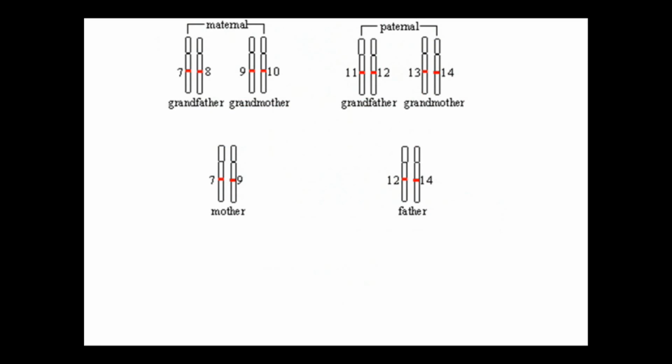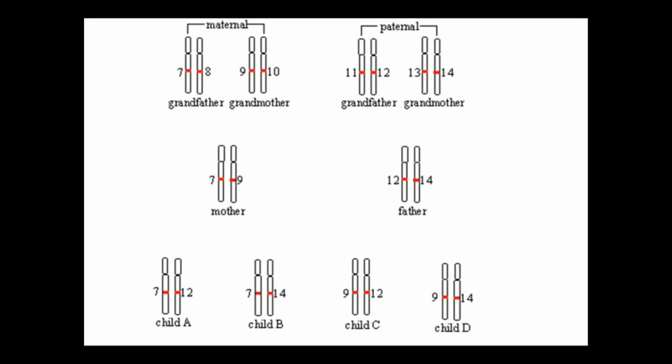The mother here got the 7 repeat STR from her father and the 9 repeat STR from her mother. The father got his 12 repeat STR from his dad and the 14 repeat STR from his mum. So the mum has the STRs 7 and 9 on her homologous chromosome 7s, and the dad has the STRs 12 and 14 on his homologous chromosome 7s. Mum and dad can only give one of their STRs to any child.